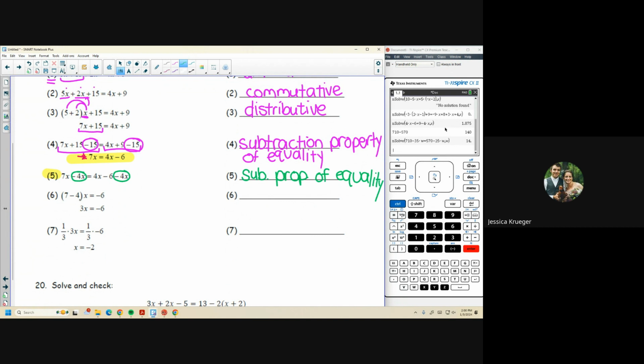Step 6, they undistributed the x. Distributive property. And then step 7, they're multiplying both sides by 1/3. That's the multiplication property of equality.